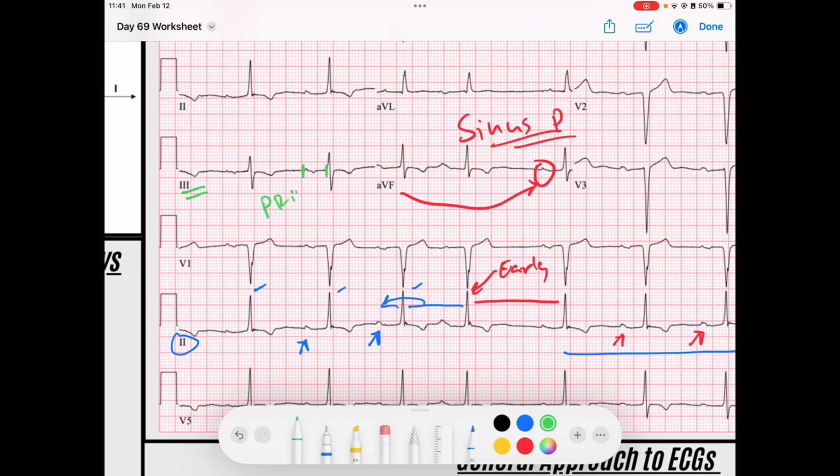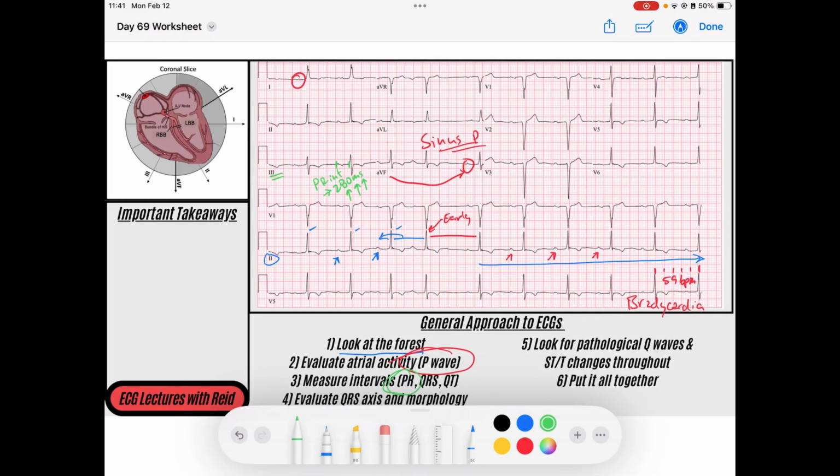you can see the PR interval is maybe 7 small boxes, which is 40 milliseconds per box, and so that's 280 milliseconds, which we would say is too long. So we have an increased PR interval, which is greater than 200, our upper limit of normal.